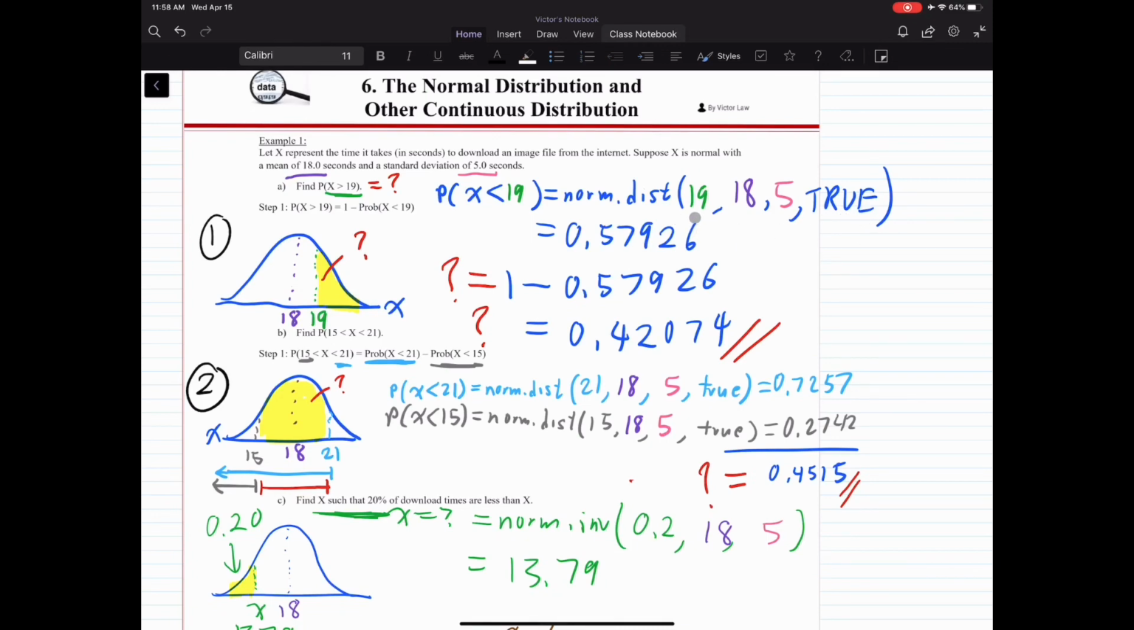The x variable is the x is less than 19. Second variable is 18, your mean. Third variable is your standard deviation. And the last one is your cumulative, where you put true because for continuous distributions, it's always going to be cumulative. So I'll show you how to do that in Excel really quickly.